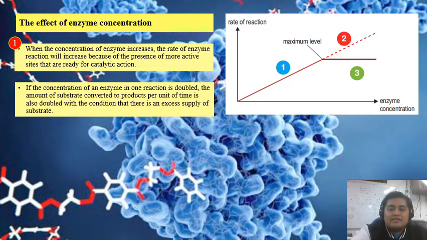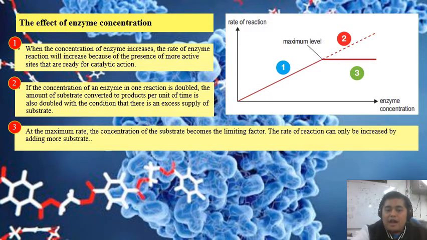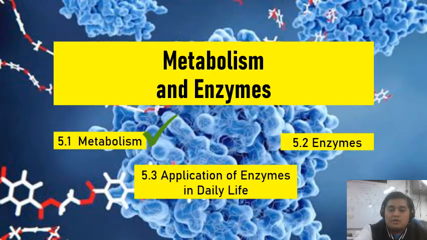If the concentration of enzyme in one reaction is doubled, the amount of substrate converted to product per unit time is also doubled, with the condition that there is an excess supply of substrate. At the maximum rate, the concentration of substrate will become the limiting factor pula. Macam tadi, bila kita tingkatkan concentration of substrate, concentration of enzyme adalah dia punya limiting factor. But untuk this case, bila kita tingkatkan concentration of enzyme, so concentration of substrate akan jadi dia punya limiting factor. The rate of reaction can only be increased with adding more substrate.